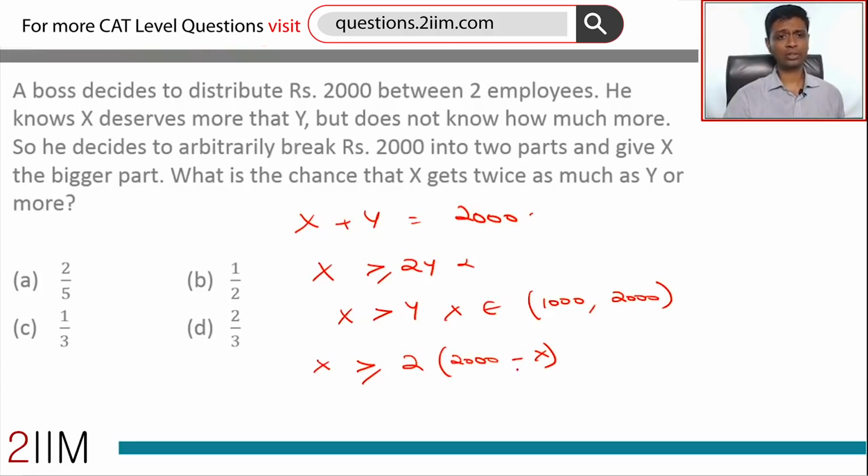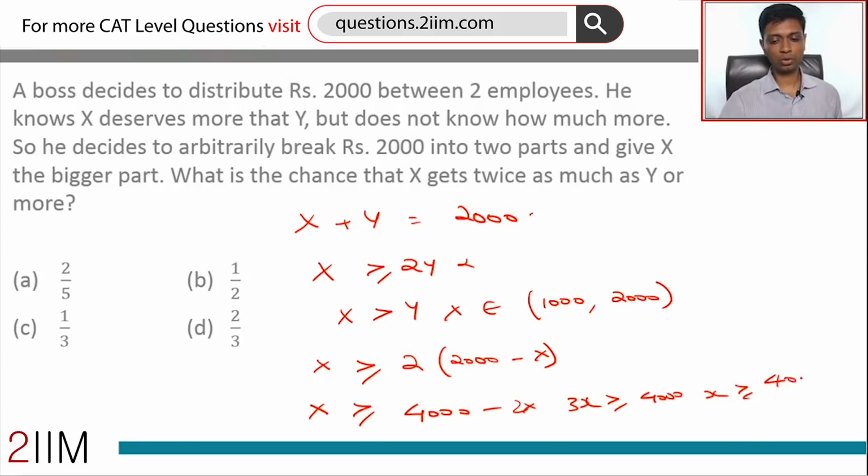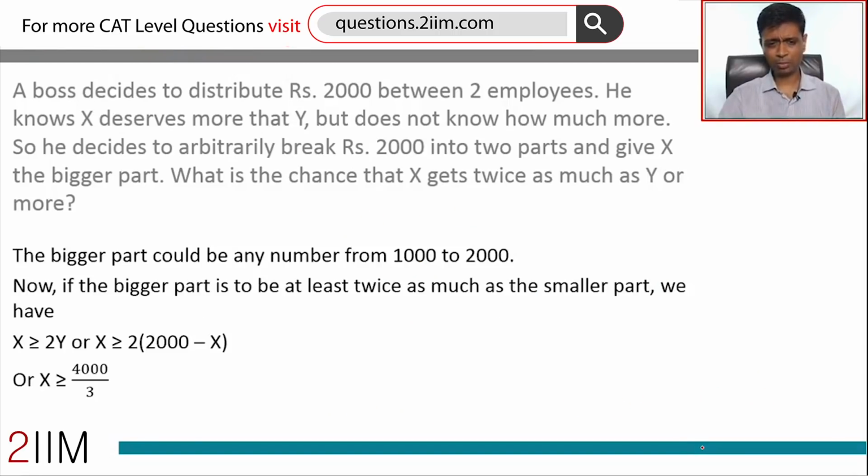All we need to do is solve this. Think about this. X greater than or equal to 4000 minus 2X, or 3X is greater than or equal to 4000. X is greater than or equal to 4000 by 3. We have not yet come to the probability part of it. We just figured out how to put these in equations and frame something. Okay? Now let's come to the probability part of it.